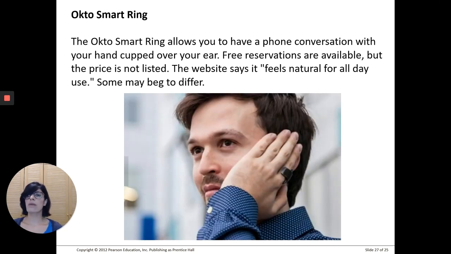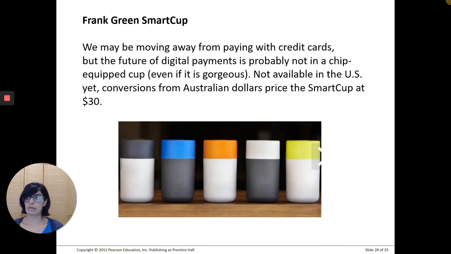The Octo Smart Ring allows you to have a phone conversation with your hand cupped over your ear. Okay, the price wasn't listed. The website says it feels natural for all-day use, but actually, does that really feel natural? It was trying to solve a need or find a solution to a need that simply didn't exist.